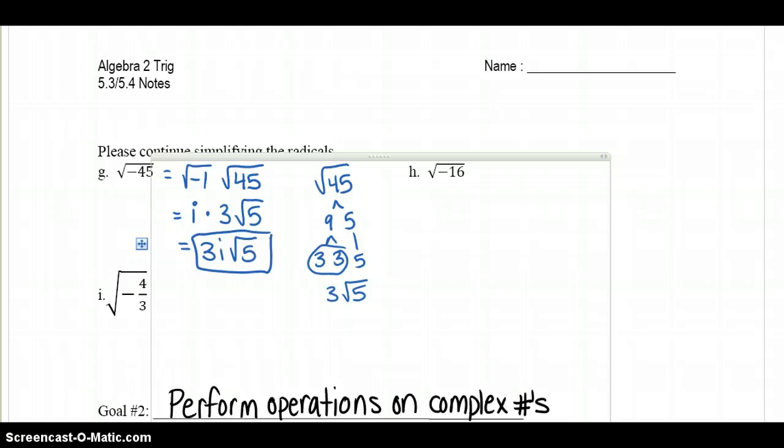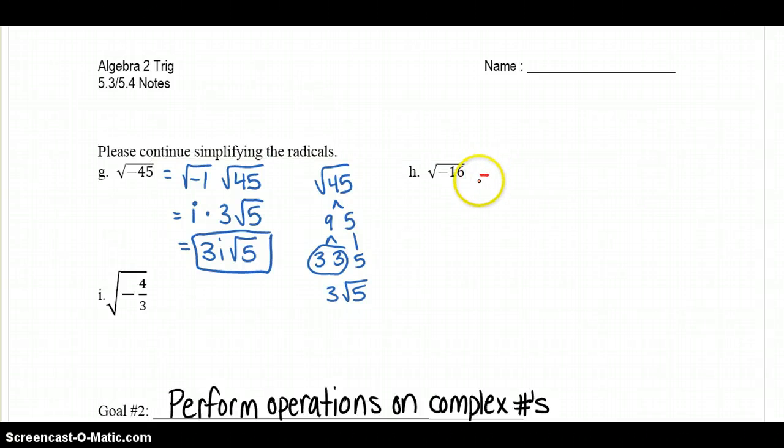Okay. For letter H, same idea. I'm going to start by pulling out a -1. That leaves me with the square root of 16, so I have the square root of -1. Remember, I can't pull the -1 outside of the square root, so I'm really just breaking it up into the square root of -1 times the square root of 16.